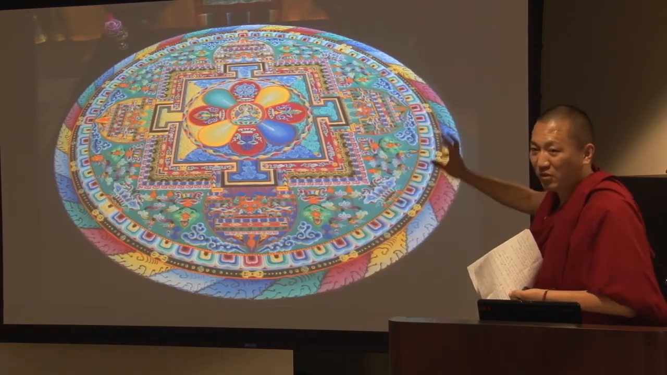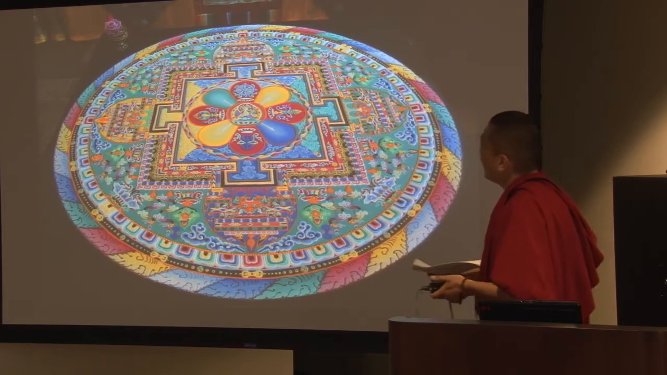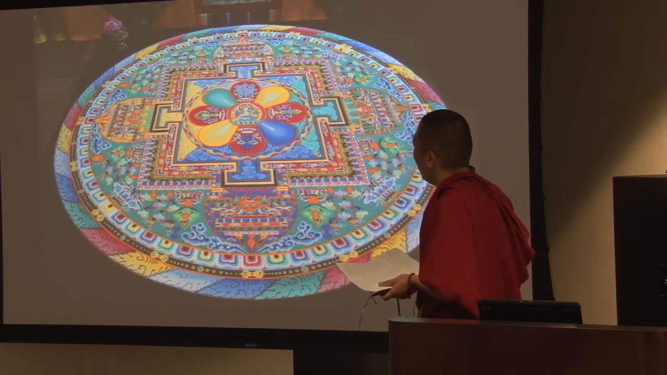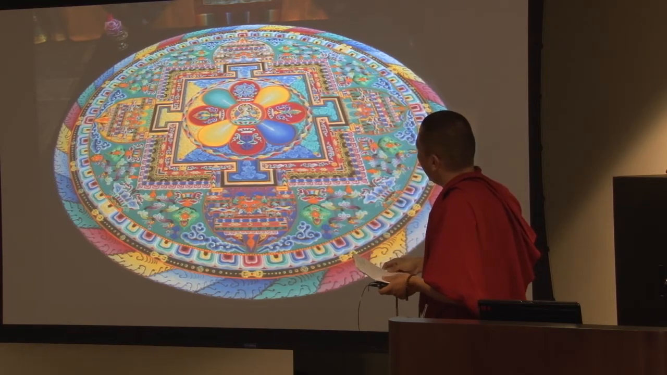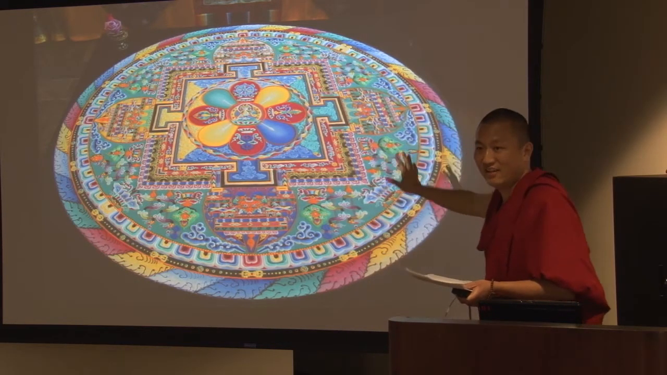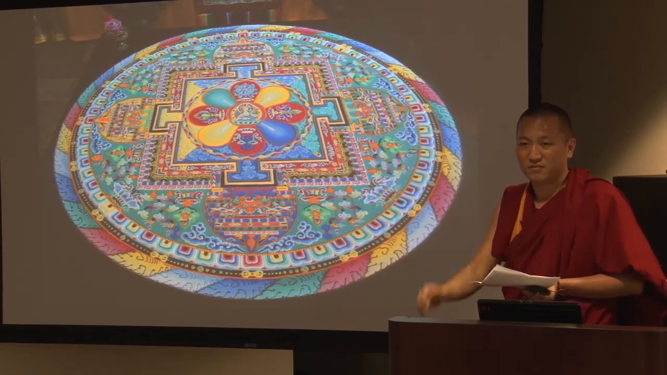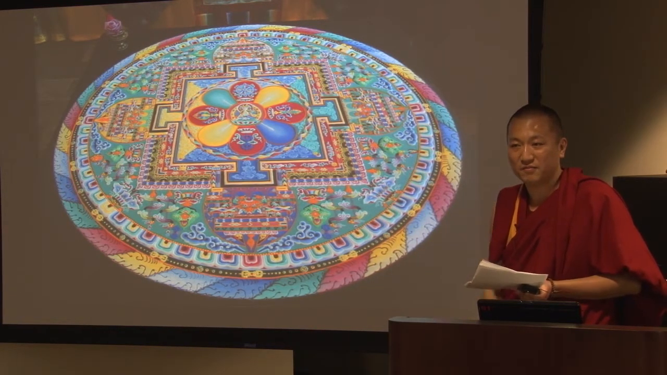But today I'm going to stick to the two-dimensional mandala. Okay. So right now you can see, as far as it goes, where there's lots of symbols and lots of colors, right? Each symbol and each color has a meaning to it. There's a meaning behind it.